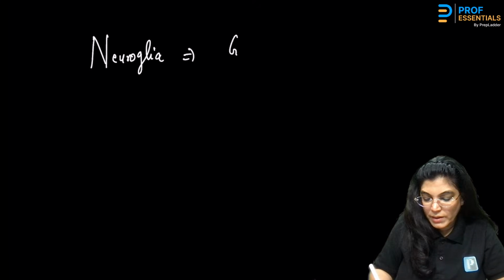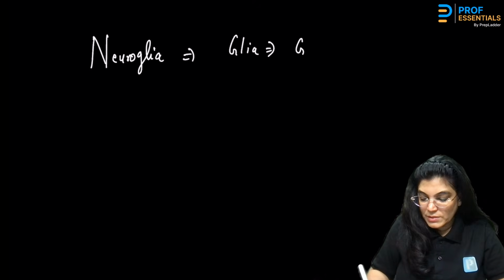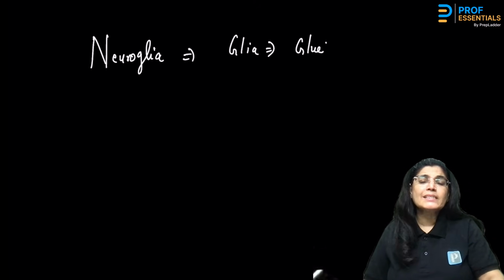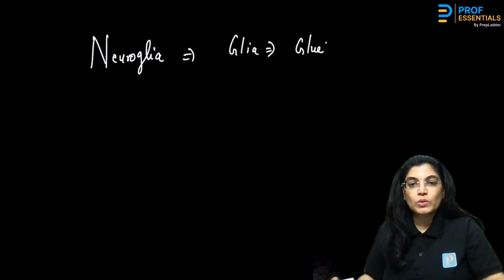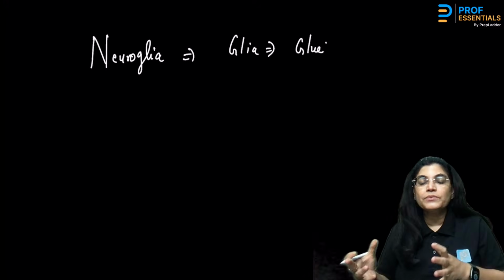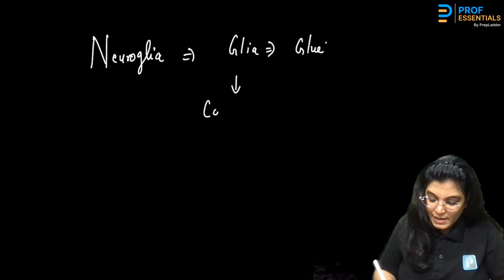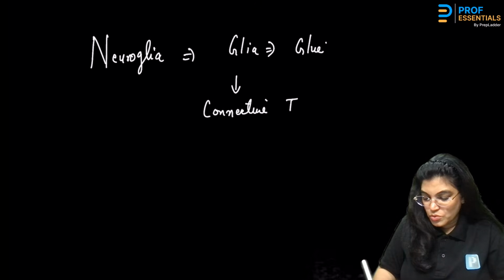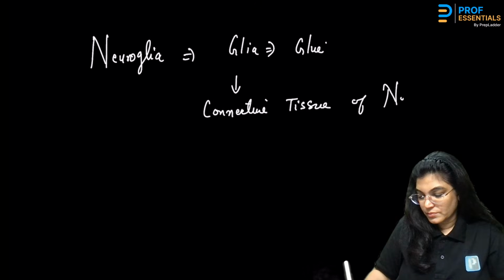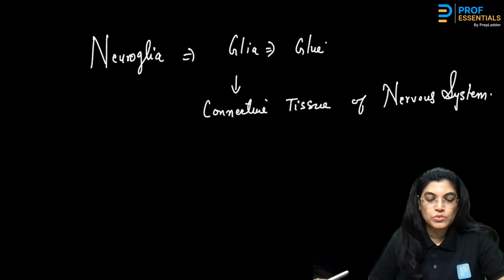Neuroglial cells actually provide structural support to the neuron. So how can we define neuroglial cells? What do you mean by the word glia? The word glia means glue. So neuroglial cells provide support to the neurons, and they act as a connective tissue framework, a support structure, for the nervous system. They are actually acting as the connective tissue of the nervous system.